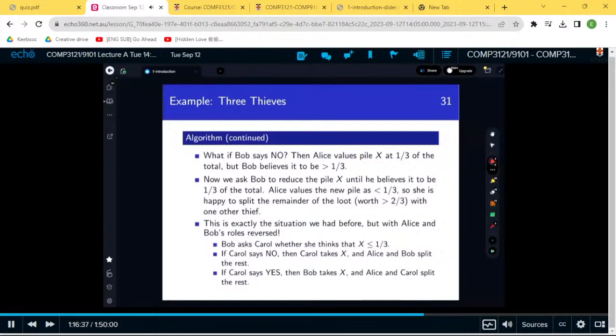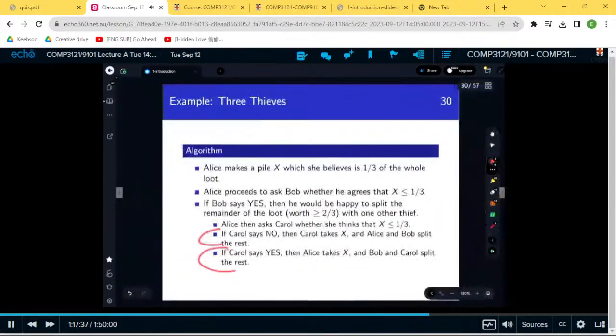So that means Alice is happy to split the remainder of the loot with anyone, because the remainder is worth more than 2/3. And now we are back to what we had before. So we might say the value from Alice's perspective is less than 1/3. The value from Bob's perspective is equal to 1/3. So we have one thief who thinks it's worth less than 1/3, another thief who thinks that it's worth exactly 1/3. So that's exactly what we had here.